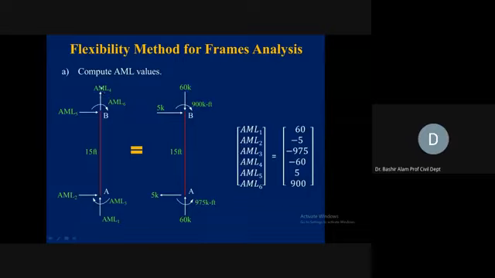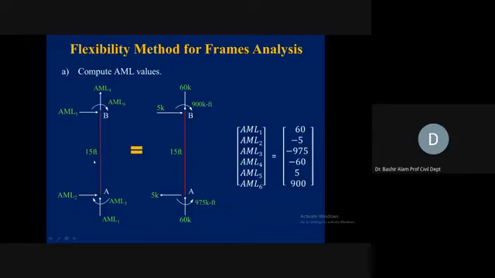Then AML4 upward. 60 is in the downward direction, opposite to this one, so again it is -60. This is in the same direction, so +5, and 900 in the same direction, so this is 900. These AML values actually correspond to the AM values, where you have the provision to select your positive direction.